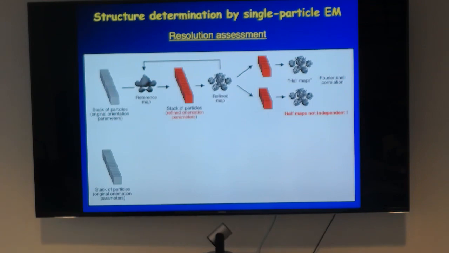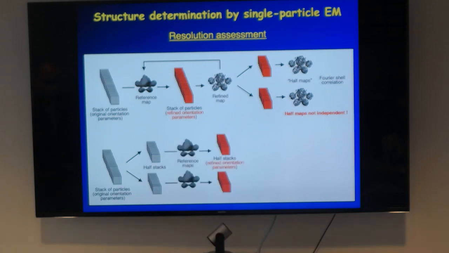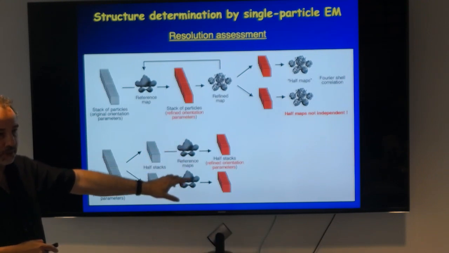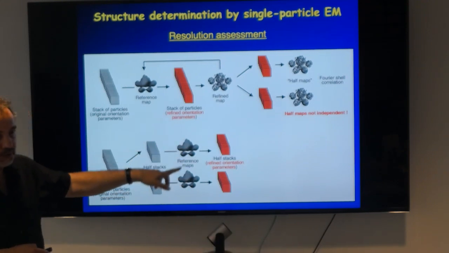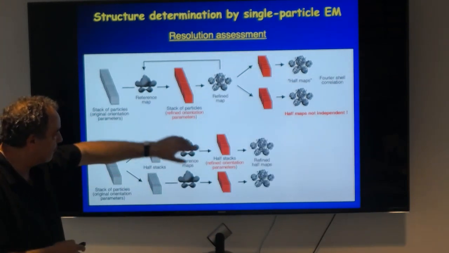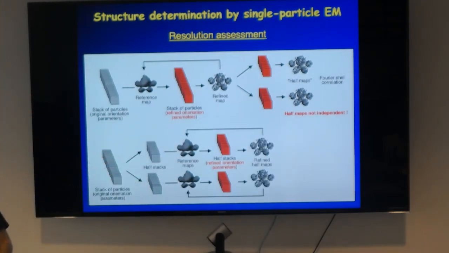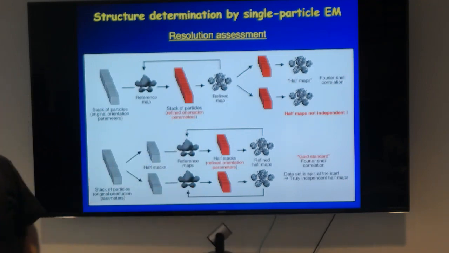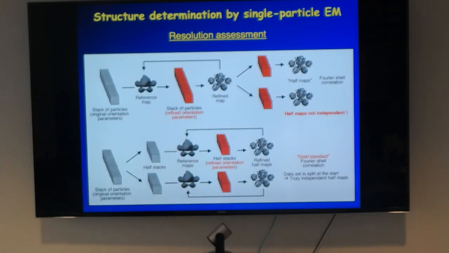So you start with your particle stack, you split them in half, and now you take reference maps, and that is actually the same reference map that you use. So it's still not independent. You still refine to the same reference map. But now you get these new orientation parameters, you get refined maps, you go back to the reference, and now supposedly you have two independent half stacks. So now you can gold standard compare those because supposedly they never saw each other, which is incorrect because the reference is the same. So there's no gold standard.